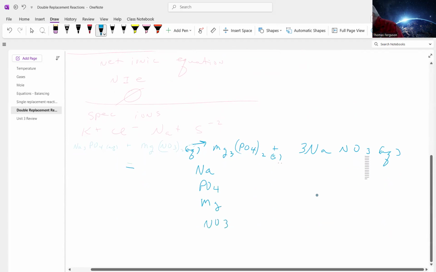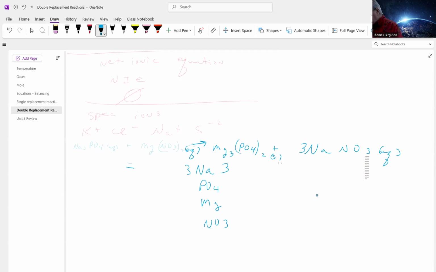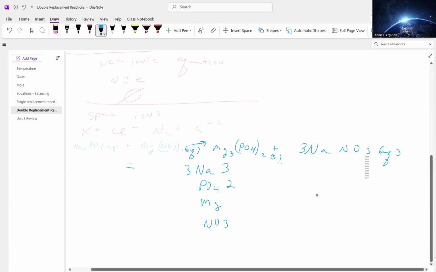Okay, so we have 3 sodiums on the left and the right. PO4, we have 1 on the left, 2 on the right. So if we put magnesiums, we have 1 and 3, nitrates 1 and 3. So that's definitely not balanced. So let's go ahead and balance it now.